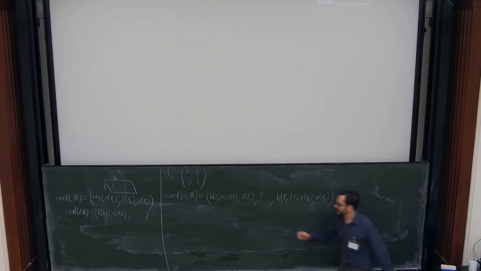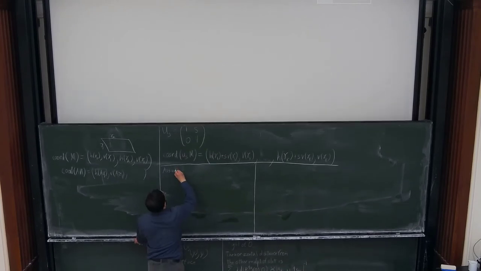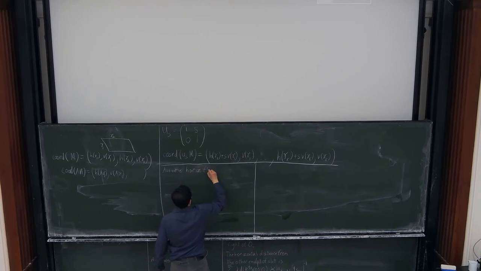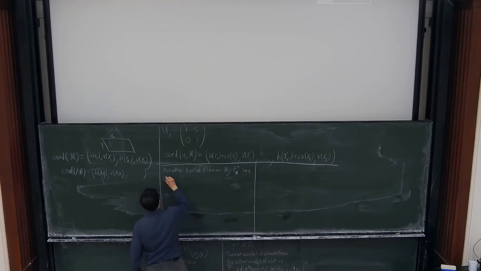So let me now be more explicit. Assume the horizontal flow on M, let's call this f to the t sub m, has an absolutely continuous invariant measure, where absolutely continuous means with respect to Lebesgue.